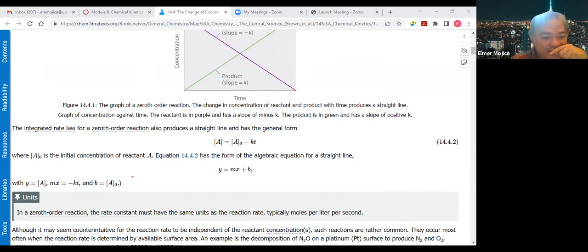So what is the x? It is the time. Now, based on this, what we call the slope of the line, what is the graph of the zero order? Is it A going up, B going down, C like this, D like that? So what is your answer?